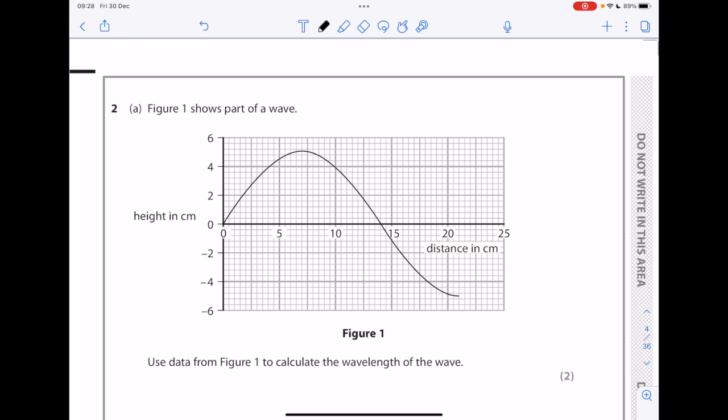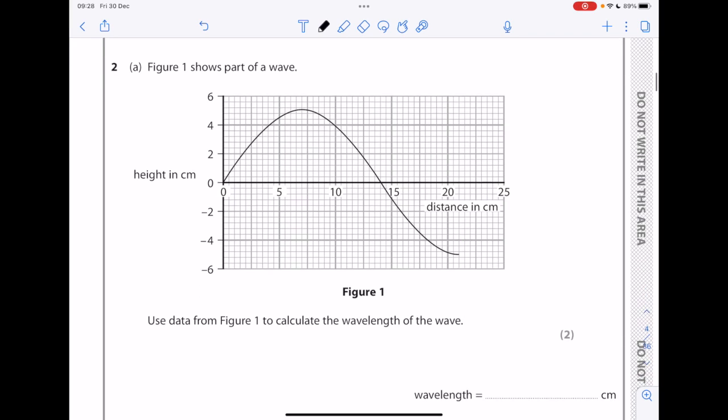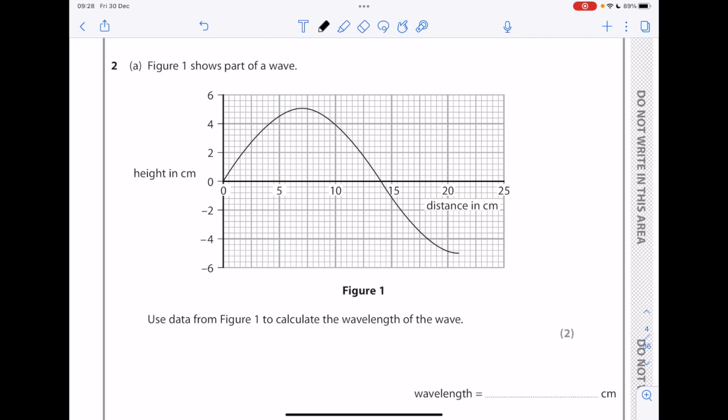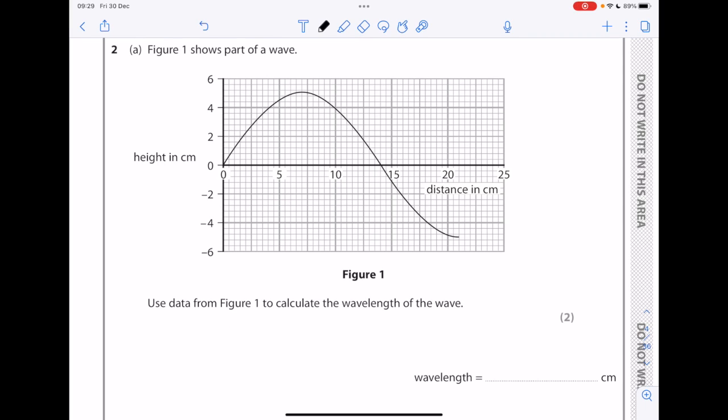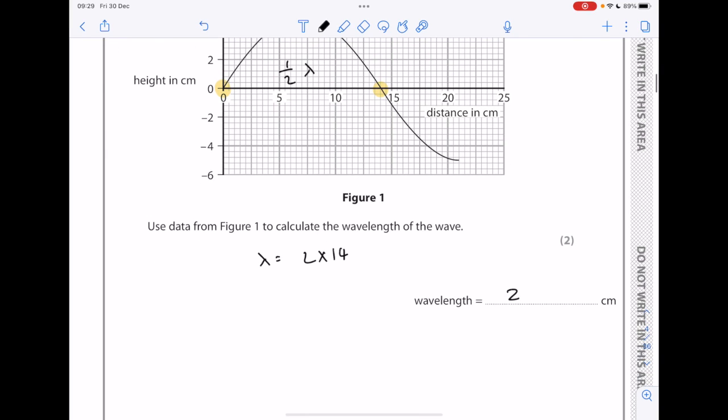Figure 1 shows parts of a wave. Use data from Figure 1 to calculate the wavelength of the wave. Remember, the wavelength is the distance between 2 consecutive parts of the wave. So effectively you could do from here to here, that would be half a wavelength. And so therefore we need to measure that. You can see that that is 14 centimetres, so we need to double it to find the wavelength, to get 28 centimetres.